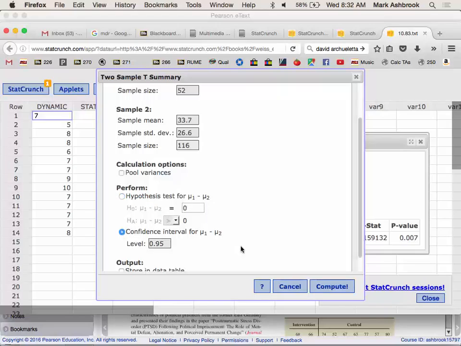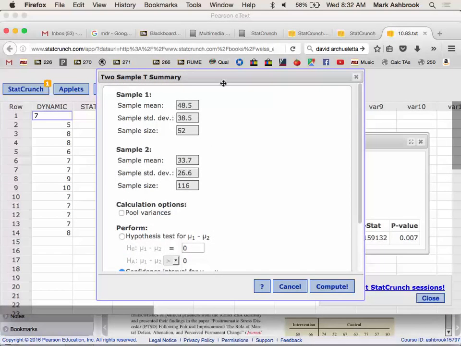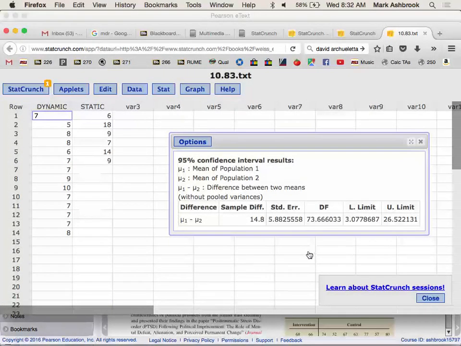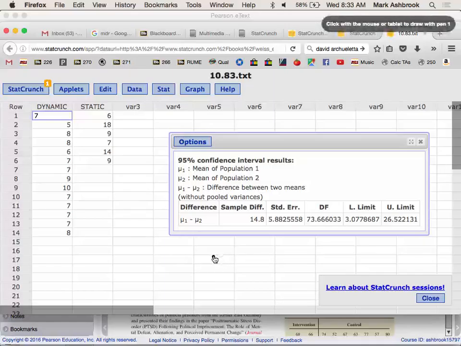Now we're going to click on confidence interval, and let's do a 95% confidence interval. If it's 90, you change it to 0.90. 99, you change it to 0.99. We'll do a 95% confidence interval for the sample data that we got, and we'll compute. We got a lower limit of 3.077 and an upper limit of 26.52. So what do those numbers mean?